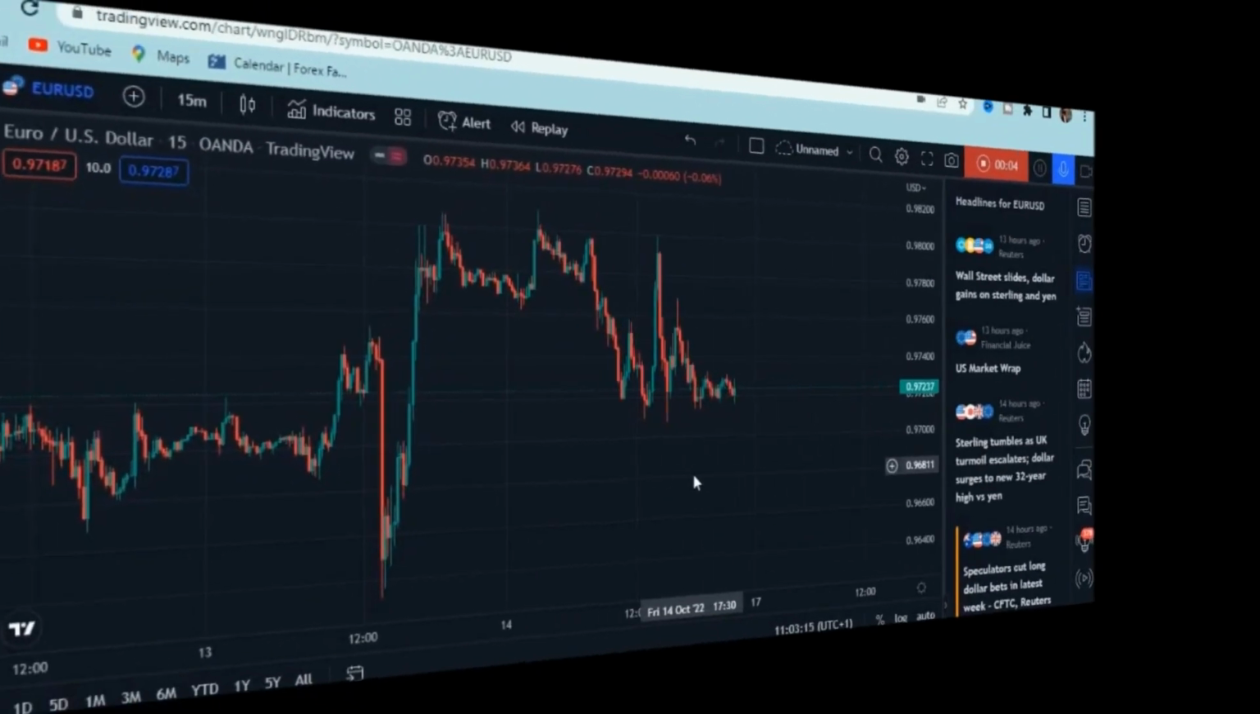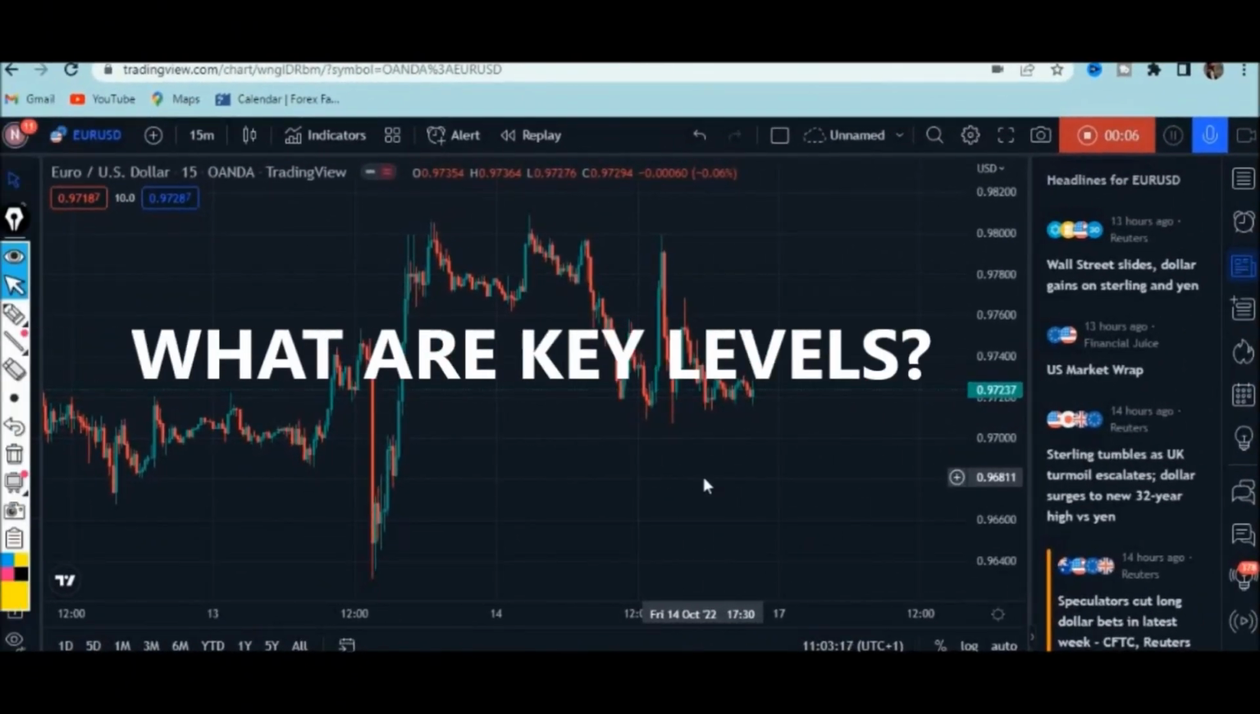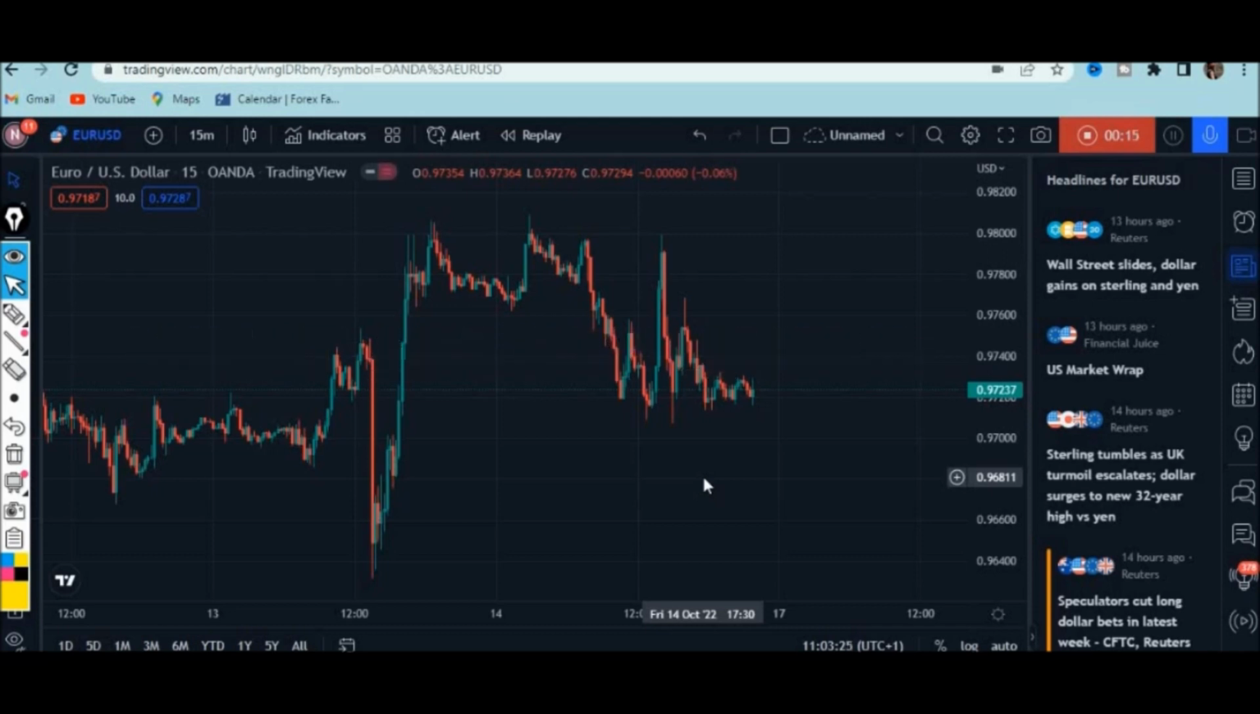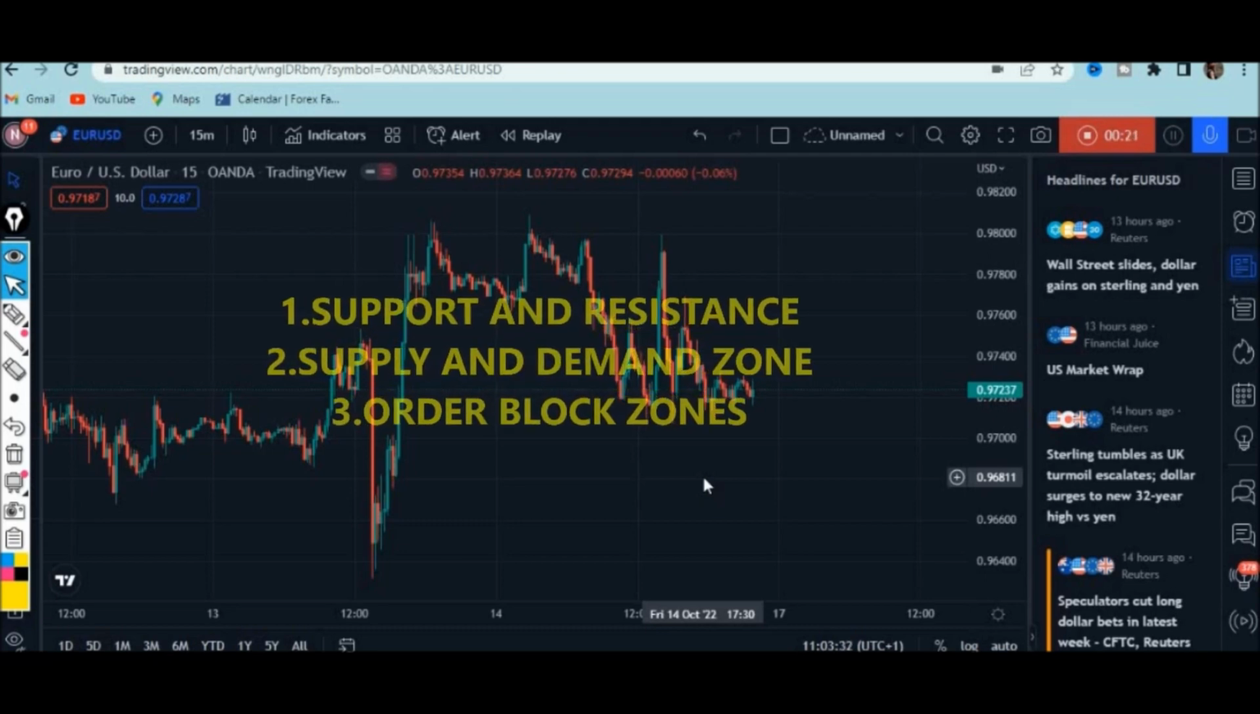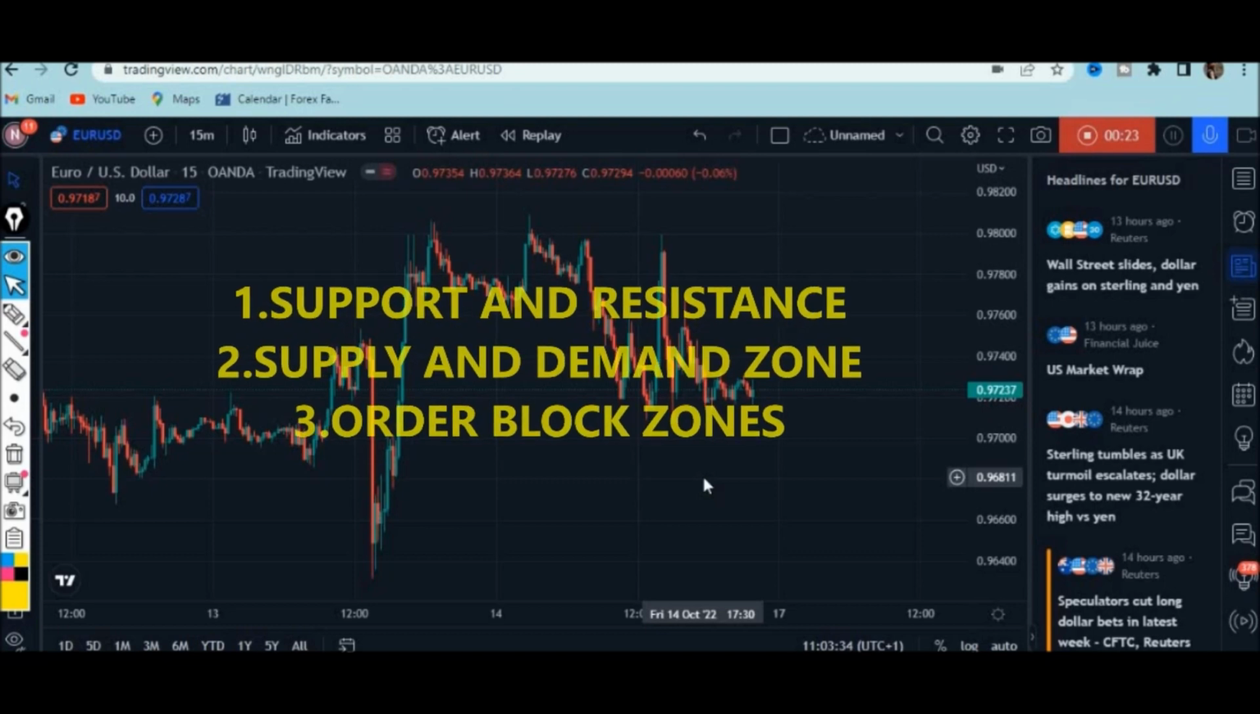I've been saying in my videos that you have to watch the market from your key zones. You understand me? And some people ask me, what are these key zones you keep on talking about? These are the support and resistance zones. These are the supply and demand zones. And it can also be an order block zone. But most people do use support and resistance zones.